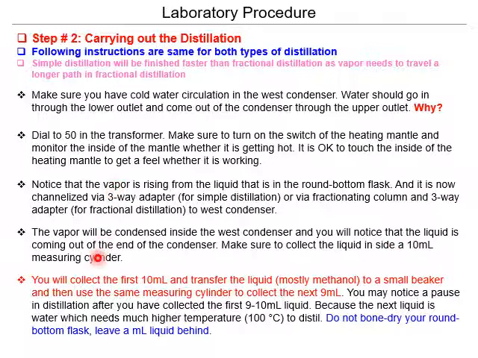As I mentioned, the most important thing you need to know is about water flow. The water flow is going to be from the bottom of the condenser to the top. I'm going to emphasize again that water should go in through the lower outlet and come out of the condenser through the upper outlet. So the flow will be from bottom to top.